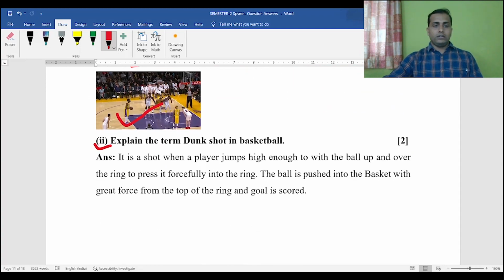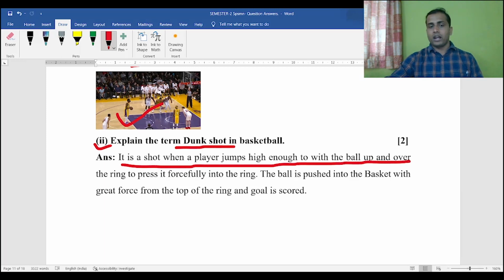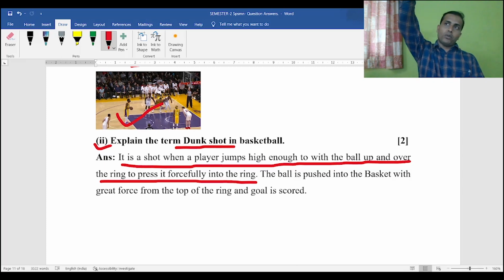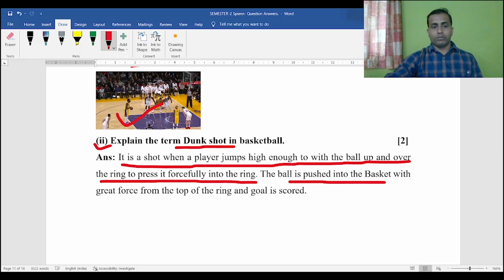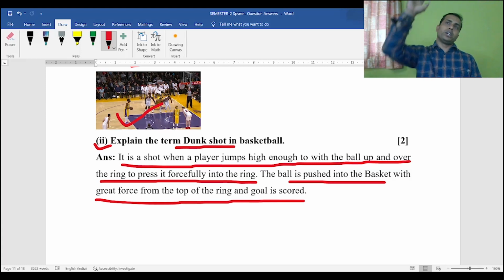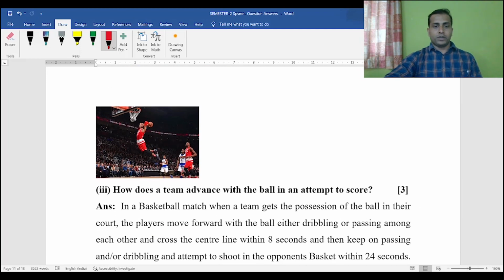Next question: explain the term dunk shot in basketball. This is a very good question. It is a shot when a player jumps high enough to take the ball up and over the ring and press it forcefully into the ring. That means he is jumping over the ring and placing the ball inside the basket. The ball is pushed into the basket with great force from the top of the ring, and a goal is scored. Whenever he goes up and pushes the ball inside the basket, it will obviously be a goal. As you can see in this picture, it is very clear.